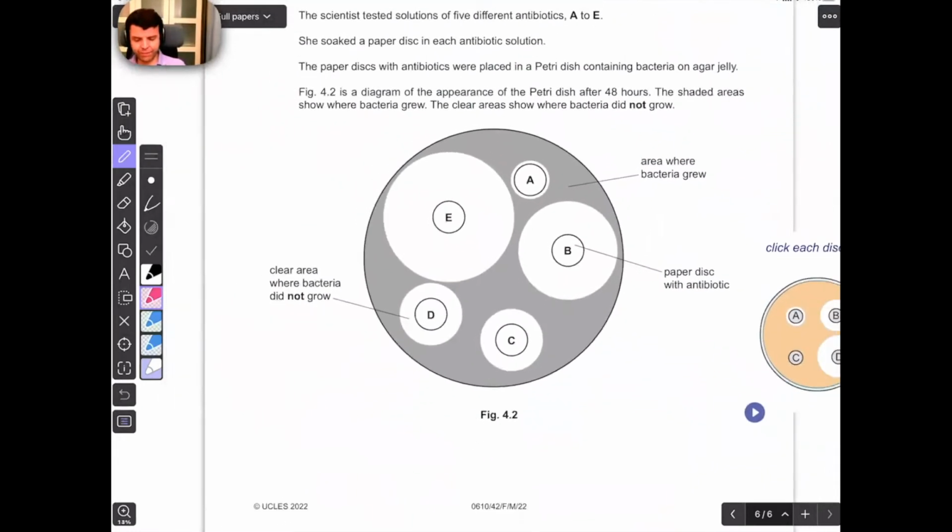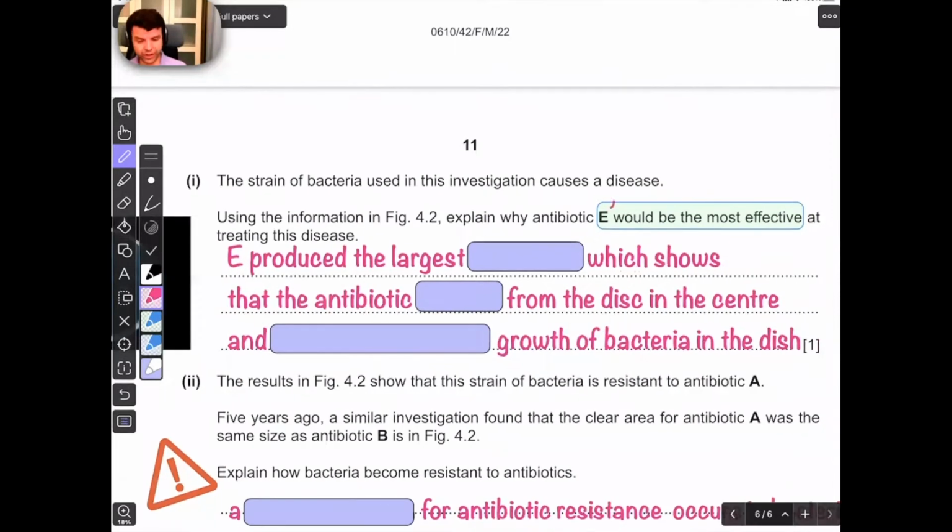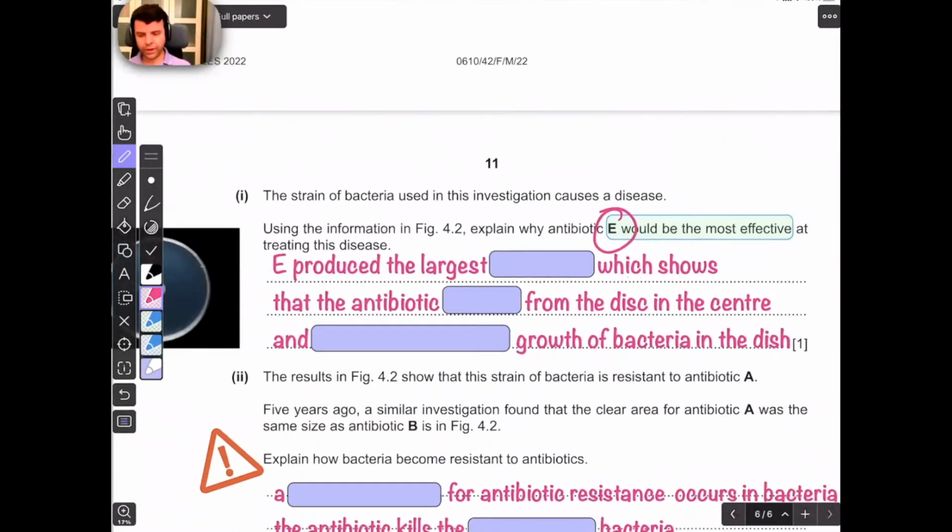So again, the question is asking us more or less about the same thing. They are telling me first, why you should choose antibiotic E. Why is E the most effective? What evidence do you have that tells you that E is the best antibiotic? So what am I going to say first?